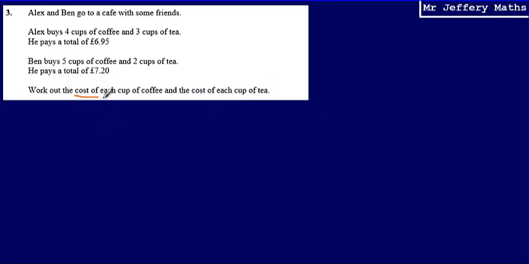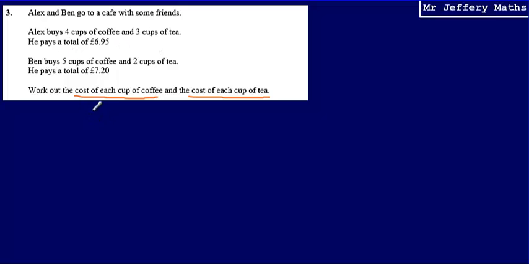So what we need to do here is work out 2 unknown quantities. When this happens, we're going to need to set up simultaneous equations. And we can do that by using the 2 pieces of information that I've been given at the start.